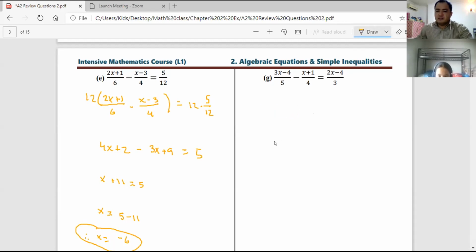It is 60. The common denominator is 60, I think. Is it 30? 30 is not divisible by 4.